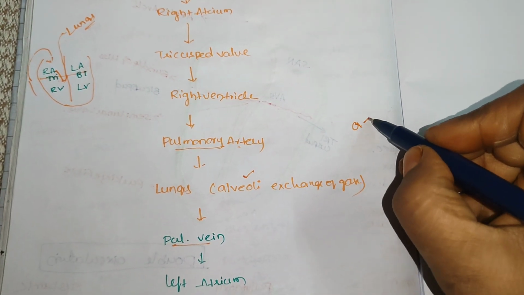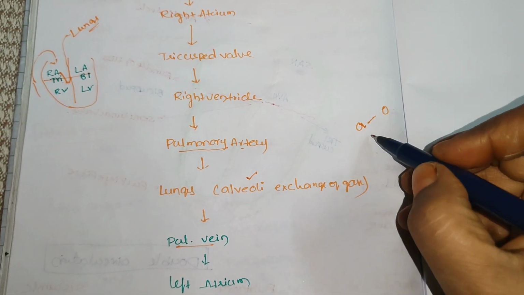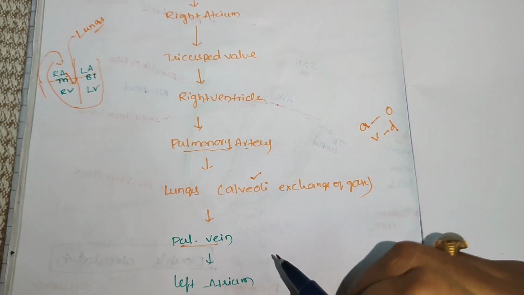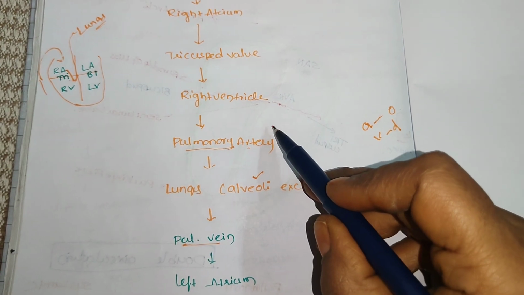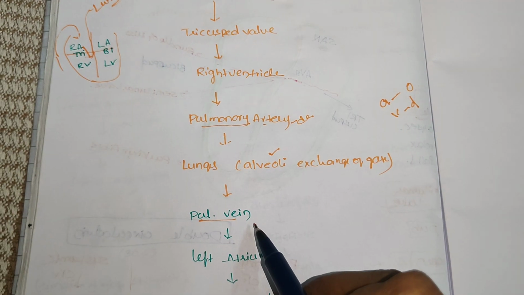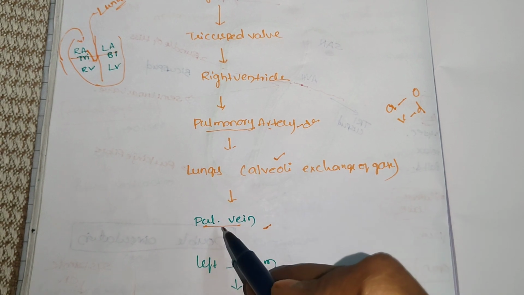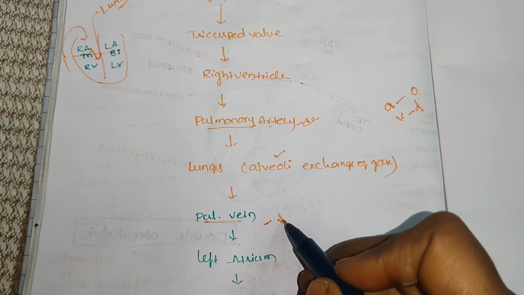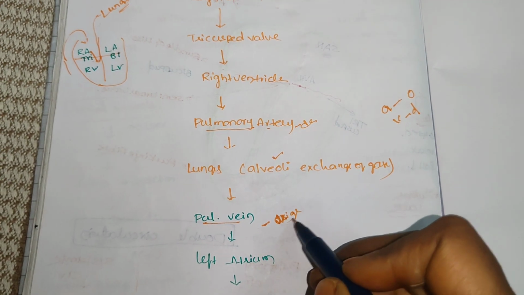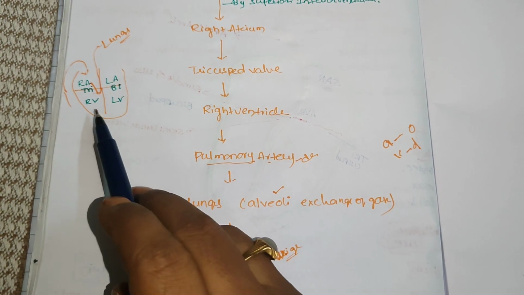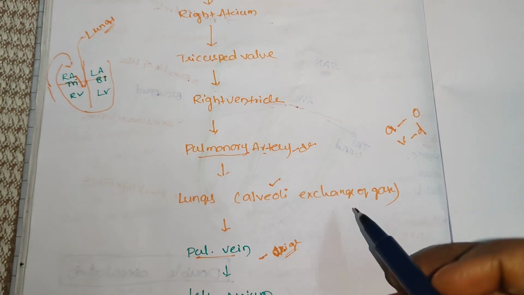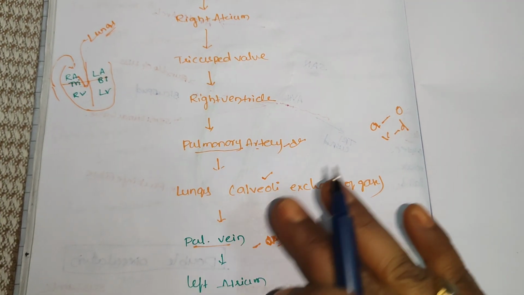We know arteries carry oxygenated blood, rhyming: artery oxygenated, veins carry deoxygenated. But the pulmonary artery is the opposite. Generally arteries carry oxygenated blood, but the pulmonary artery carries deoxygenated blood. Likewise, veins carry deoxygenated blood, but the pulmonary vein carries oxygenated blood. So these are the opposite terms. Then from the right ventricle through the pulmonary artery, the blood reaches the lungs for the exchange of gases at the alveoli. Then the blood will be purified.